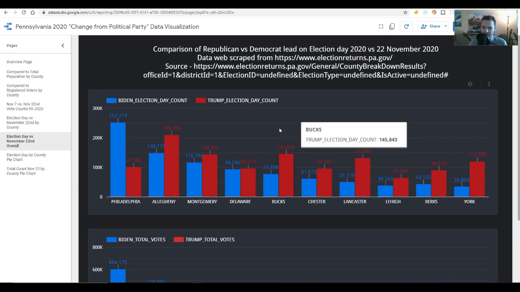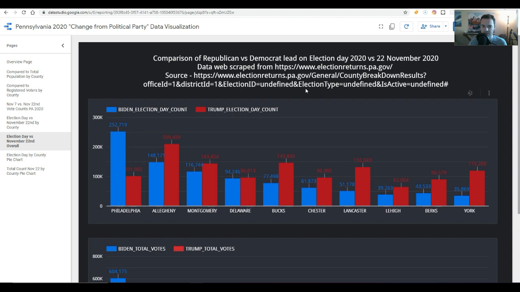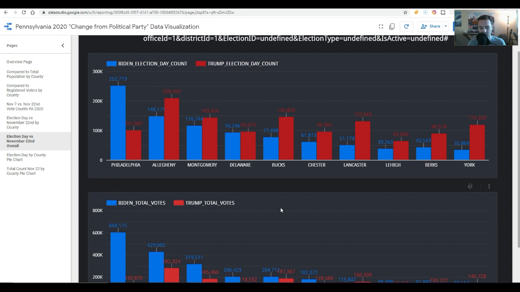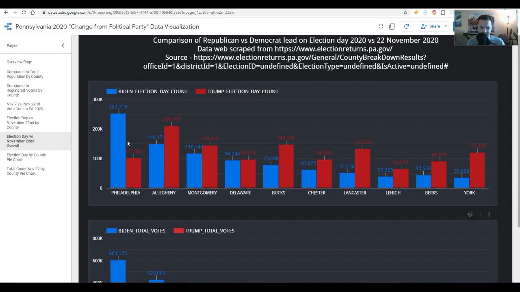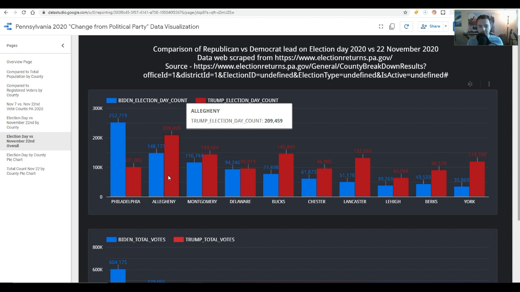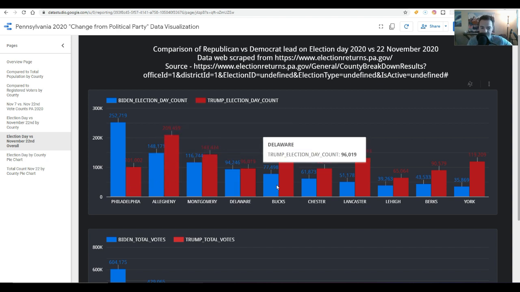So this is probably the best visualization that I think I've made thus far, and it covers a pretty interesting point. It shows the top 10 counties in Pennsylvania and how they were leaning on November 3rd, and then post-election, almost a month later, on November 22nd. So if I take election day count and total count, I can see that on election day, the reported votes show red and blue, so it's really easy to see.